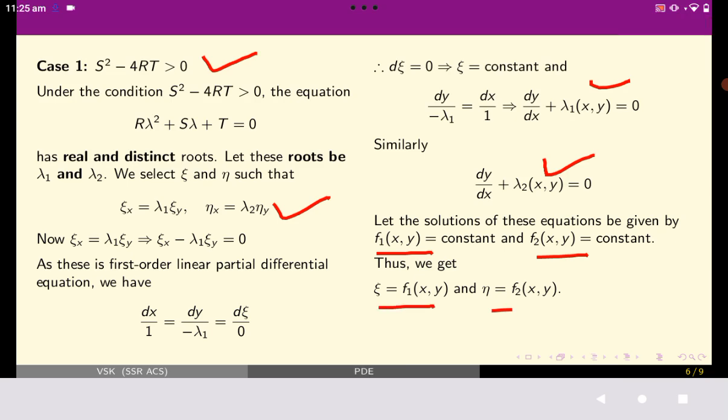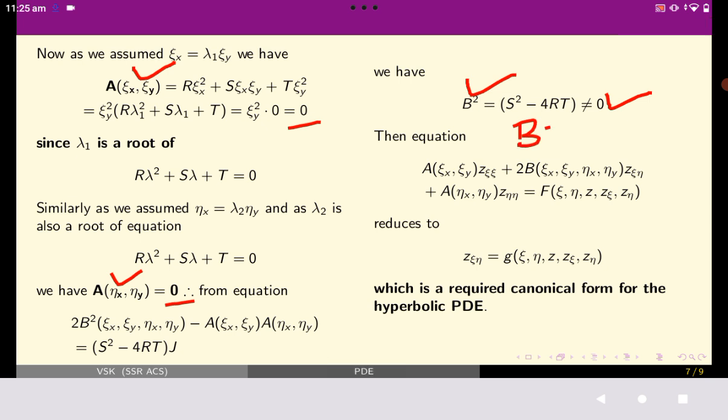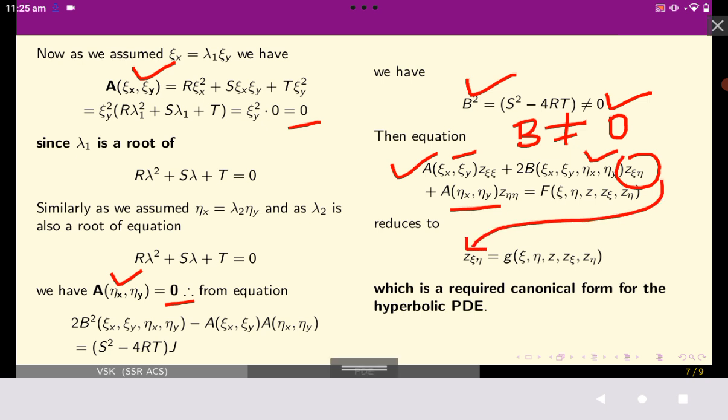Then we have found these two values. And using these two values, we have shown that this is equal to 0 and this is also equal to 0. Because of this, we have found that b square is not equal to 0, so b is also not equal to 0. And then using this equation, because this is 0, this is 0, and this is 2 times this, so taking this side only and using this one and this one, we have found this, which is the required canonical form for the hyperbolic PDE.